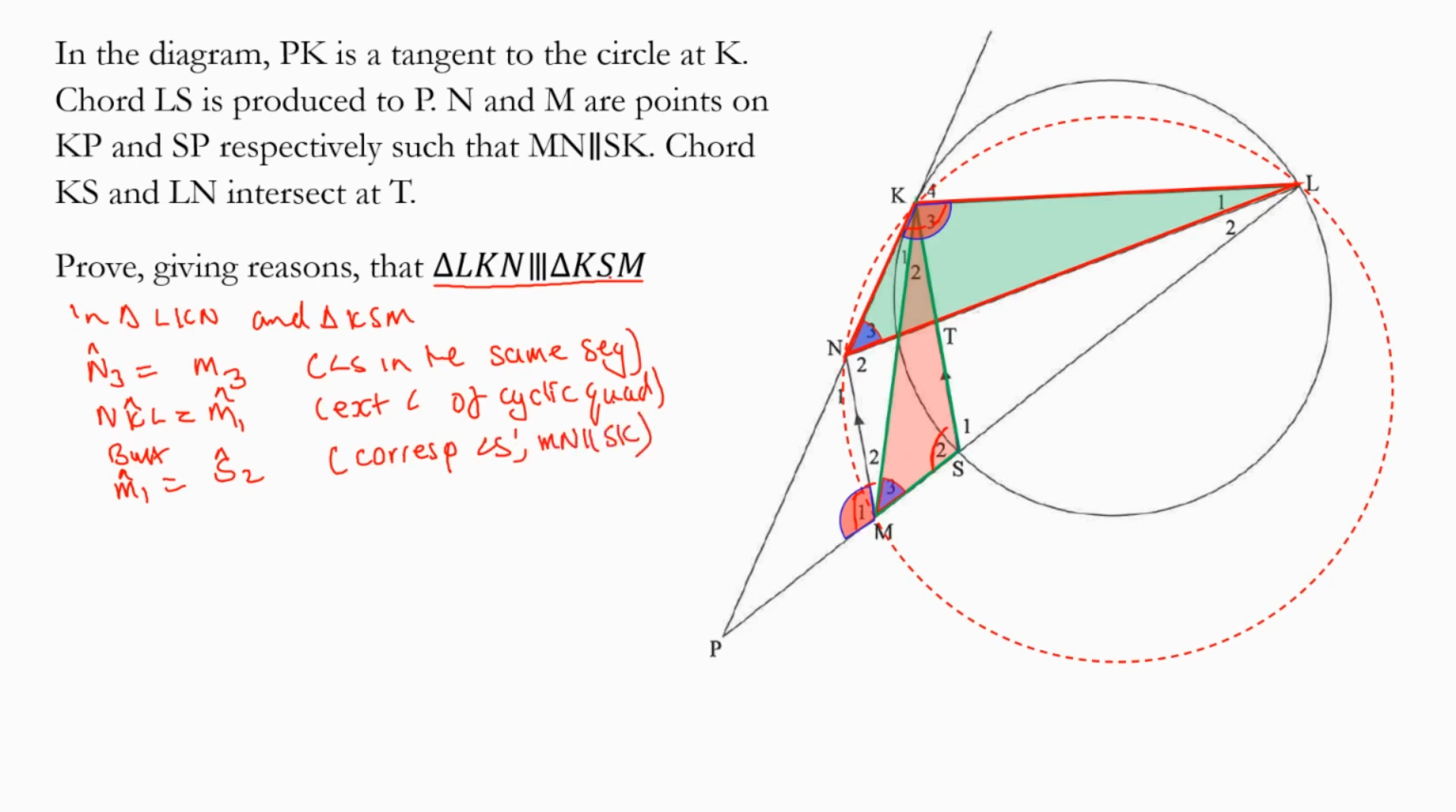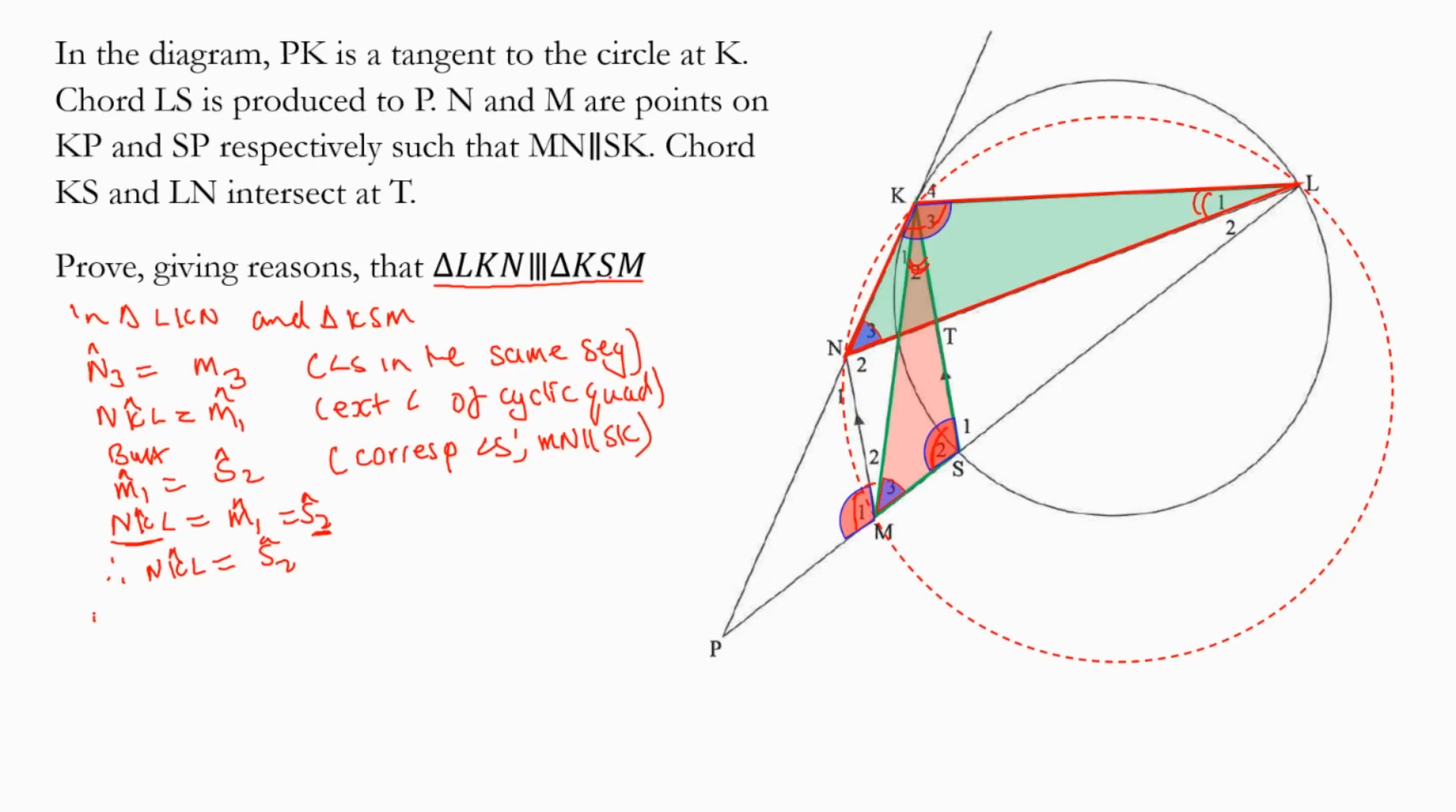So these two angles are equal. Therefore, since angle NKL is equal to angle M1, which is equal to angle S2, angle NKL is equal to angle S2. So these are the two pairs that we have. The third pair becomes this angle and this angle.